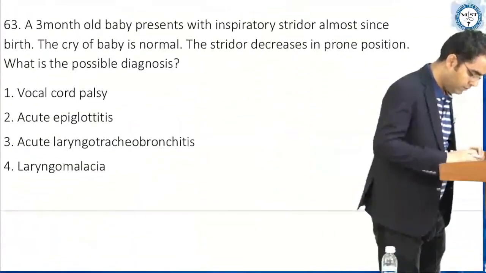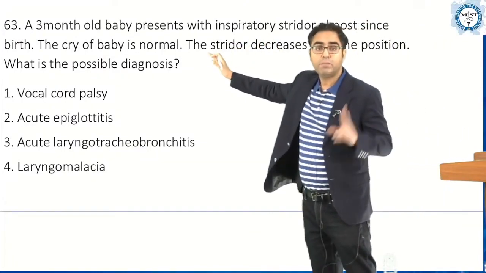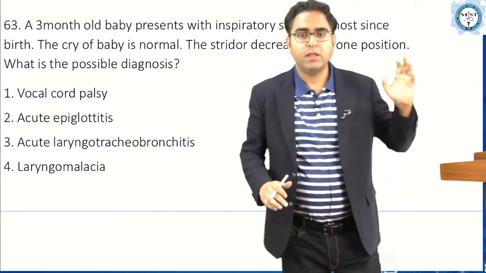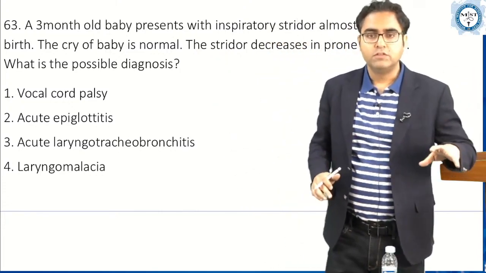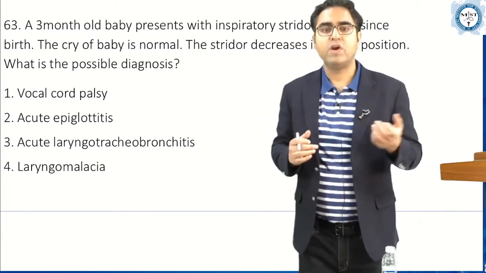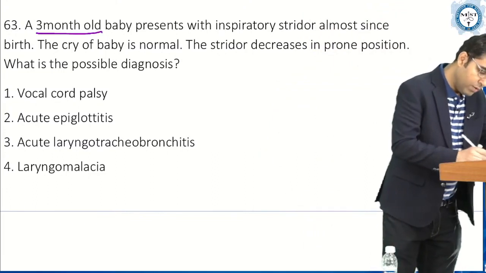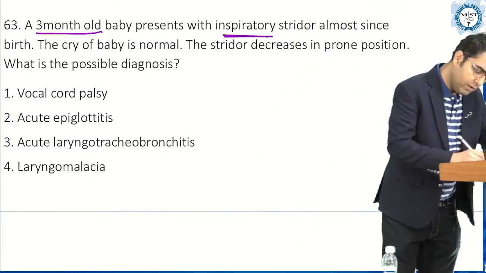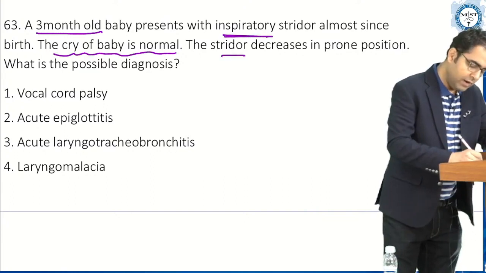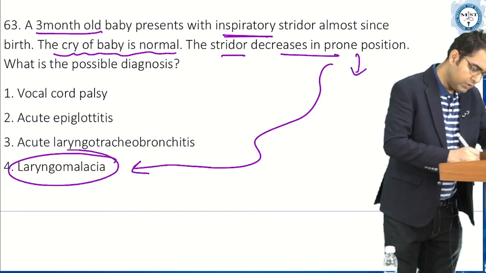You've done this one. Now, a 3-month-old baby with stridor, the cry of the baby is normal. Stridor is less in the prone position. What is the possible diagnosis? Please see, this 3-month-old baby, inspiratory stridor, cry of the baby is normal. The stridor is less in prone position. That is for sure laryngomalacia.